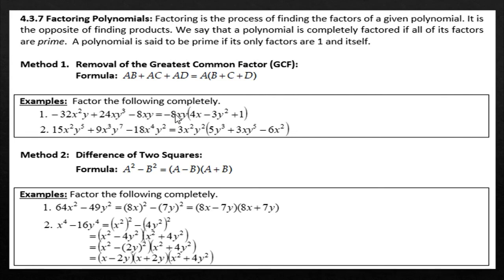Plus, kani, divide diha, 1. So, that is how we factor it. Another example, 15x squared y to the power of 5 plus 9x cubed y to the power of 7 minus 18x to the power of 4 y squared.